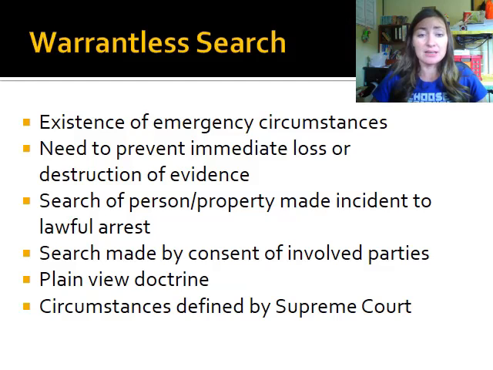If the search is made by consent of the involved party, so if you say, can I search your house? And they say, yes, you can, and then you find something, that is a warrantless search. Plain view doctrine is if they give you consent to look around the house and you happen to find something illegal, that can be seized as well because it is in plain view. You can't go looking through their drawers for anything, but if it's out in plain view, then it's considered okay to seize in a warrantless search. And other circumstances that are defined by the Supreme Court would be appropriate as well.